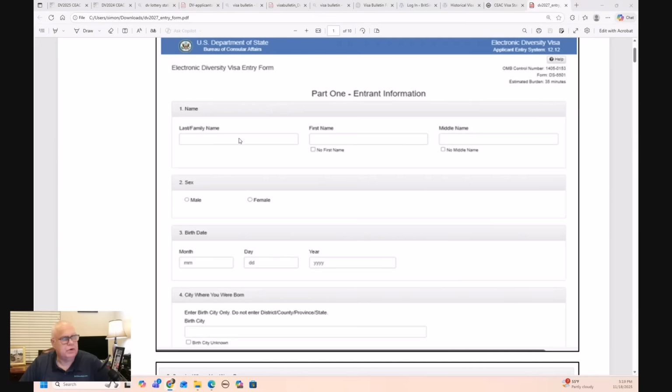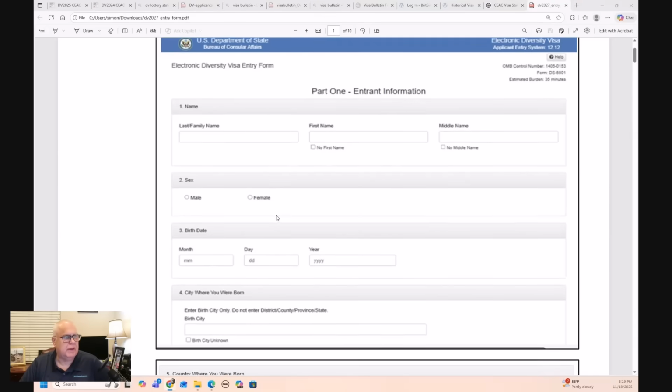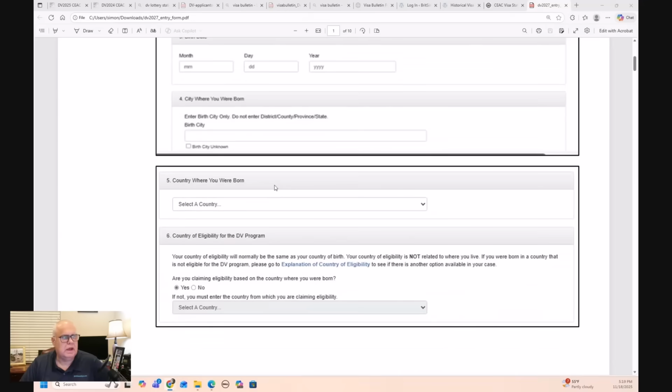So you put in your name and your sex, male or female, birth date, city where you're born, and so on. And then you choose the country where you're born, which is very important. You have to list the country where you're born. It's not important to list the country where you're living at this point. This is about where you were born, okay? Very specific about that.